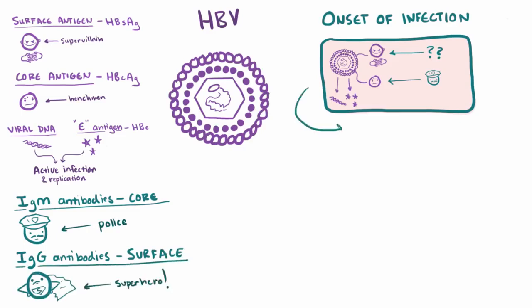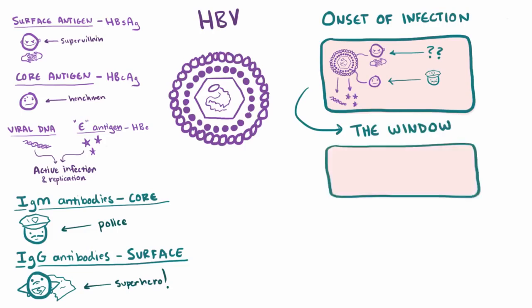At this point, the host enters this spooky phase called the window, where neither the supervillain nor the superhero can be detected because they're both so low. And this can last from several weeks to months. It's like this war is being waged, but we don't know who's coming out on top. The only thing you can detect during this stage is the IgM core antibodies, the police force.